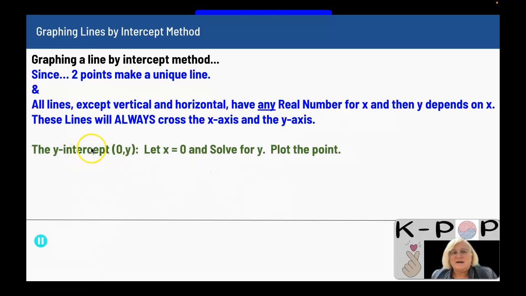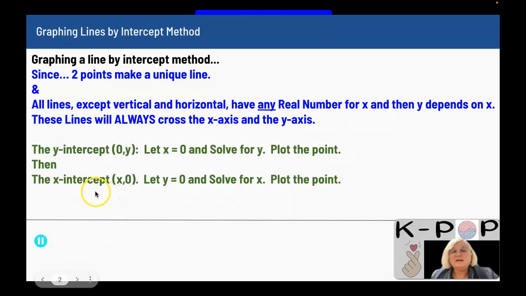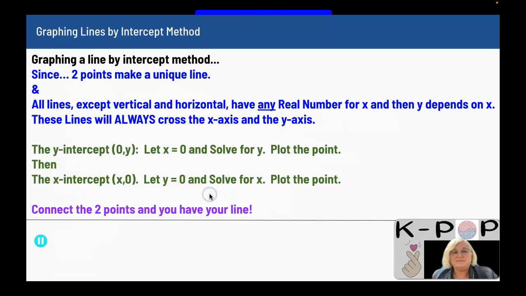The y-intercept is when you let x equals 0 and you find out what y is. That's where it crosses the y-axis. So let x equal 0, solve for y, and you can plot the point. Then, for the x-intercept, you let the y equal 0. You plug that in, you solve for x, so you have a number for x, and you have y as 0, and you can plot that point. That is your x-intercept. Connect the 2 points, and you have your line.